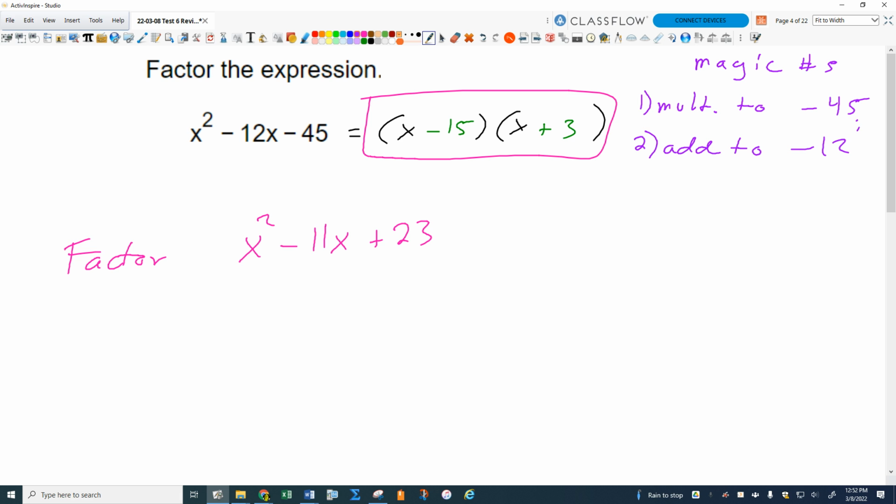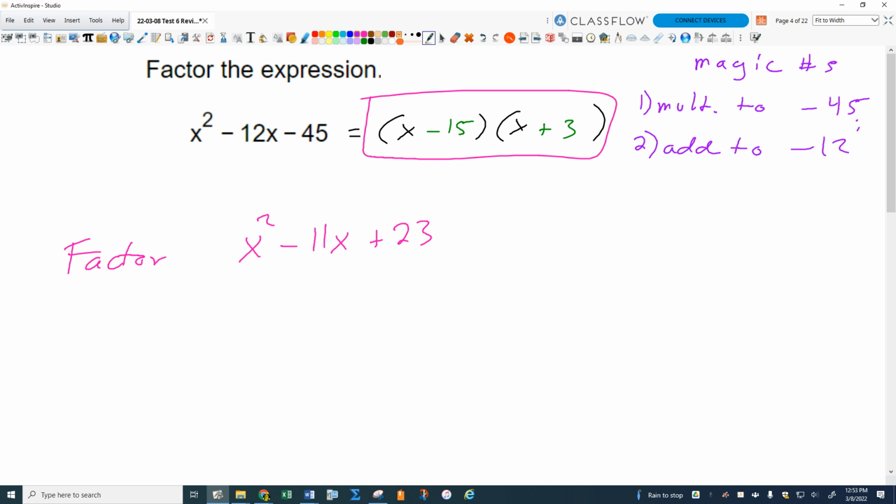What would the magic numbers have to multiply to, and add to? So there are no magic numbers, right? So I can't factor that. That's factored. That's the answer, because there are no magic numbers. Yes, exactly. Does that make sense? Does that help? So you only factor when you can.